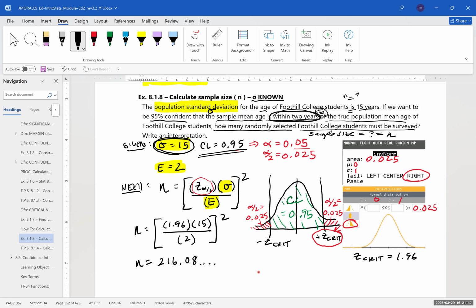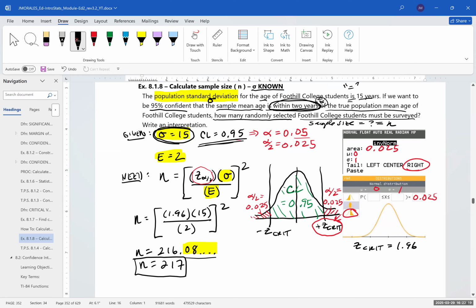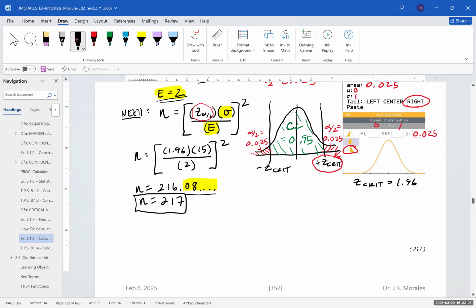Now remember the rule. The rule is that you round up. Because we have some decimal places of accuracy here, we want to make sure that we round that up. Okay, so we're going to have n equals, we're going to round that up to 217. So the sample size that we need to have a confidence level of 95% and a margin of error of 2 is we need a sample size of 217, okay, to be safe.